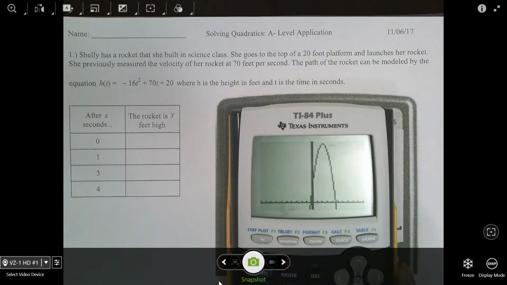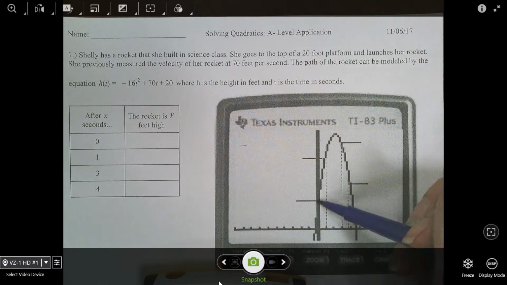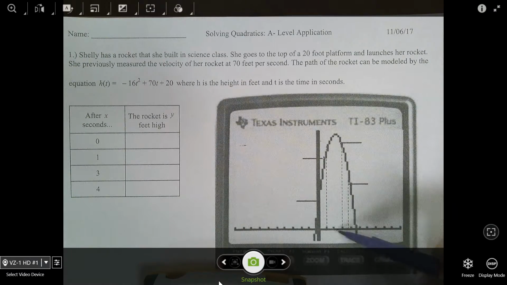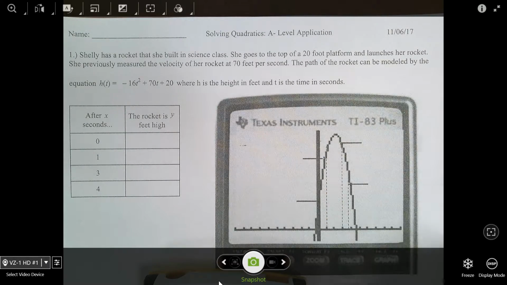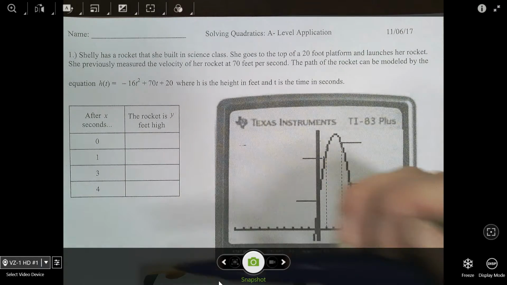So this problem is about Shelly. She has a rocket. She's standing on top of a 20-foot platform and she launches it. And what we're going to do this time, instead of finding the vertex and finding how long it took to hit the ground, we're going to find out the height at various times. So we're going to find all of these heights at these different x values. To make that more clear, I'm going to put it in a table. You don't have to put it in the table in the later problems. This is just to connect the idea of where it is in the graph and what it would look like in a table.